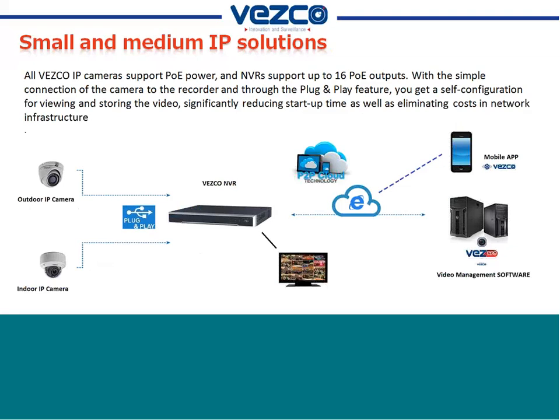So here we're going to talk a little bit about our different topologies, and we're starting with IP and then some small to medium solutions. We see here that we have an outdoor IP camera, an indoor IP camera, an NVR, and a monitor. The camera connects to the NVR by plug and play. You can see the output through a monitor, or through cloud P2P, you can connect to a mobile device or the Vezco software.